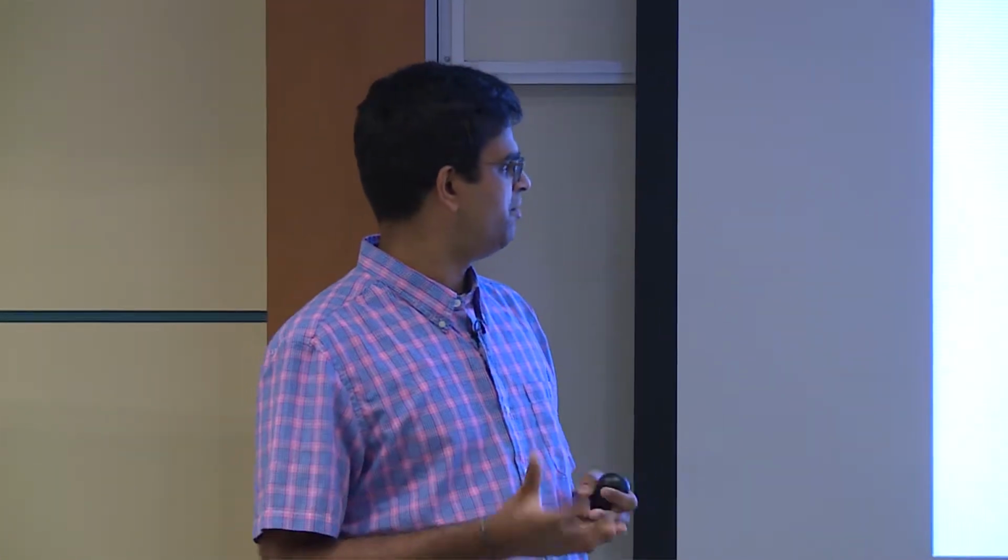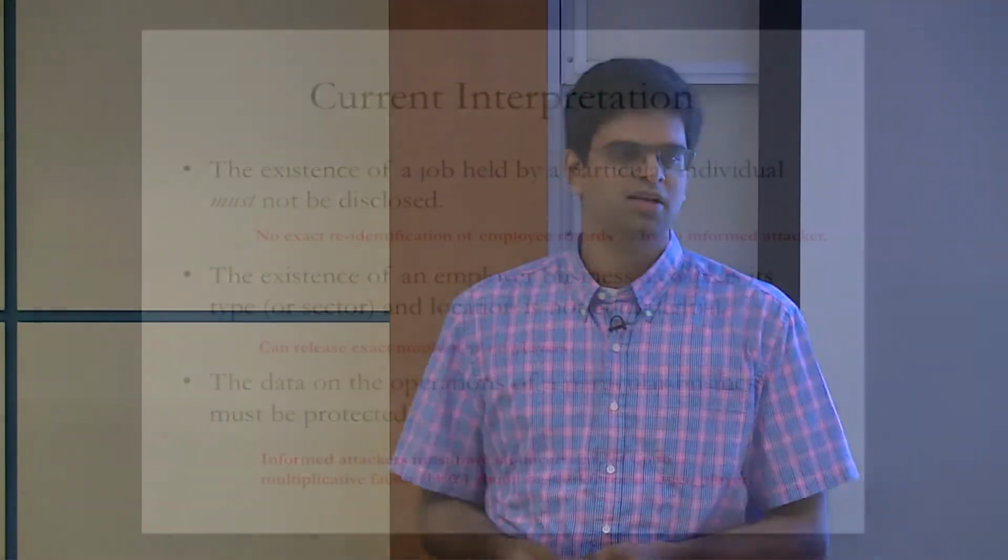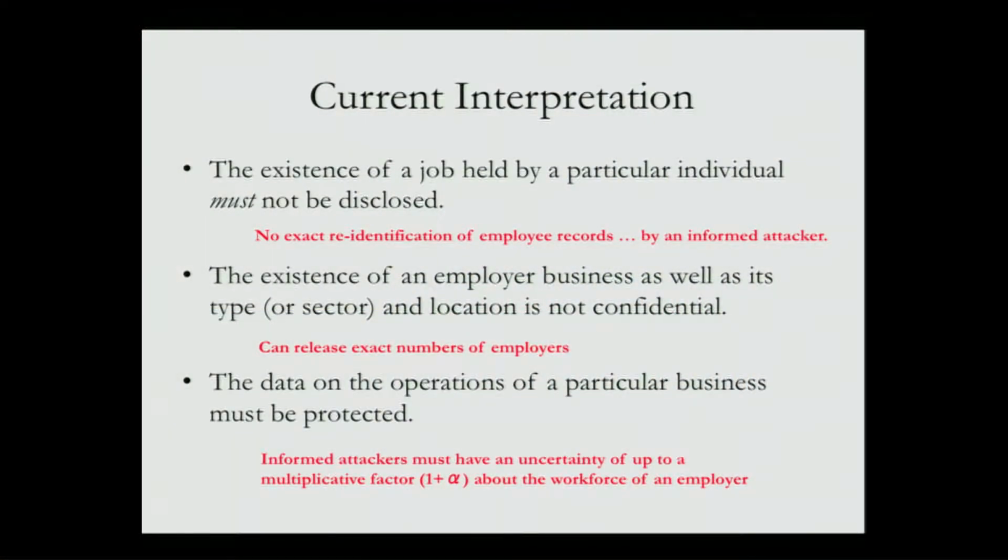But on the other hand, you have to sort of protect the data on the operations of a particular business. This is a little vague because, I mean, you already know whether a business is large or small. You know that Microsoft is huge. You know the small business is small. What you want to sort of protect is the exact count on the number of people who work there, because that exact count may leak some competitive advantage to others.